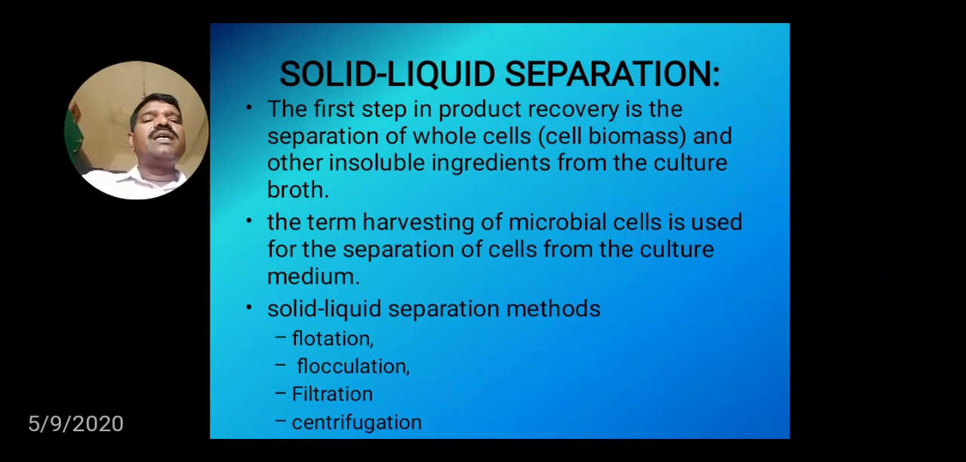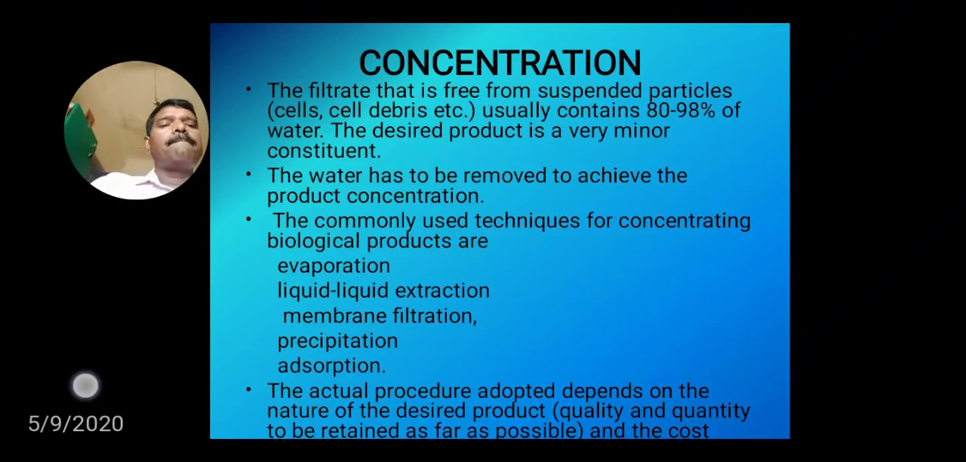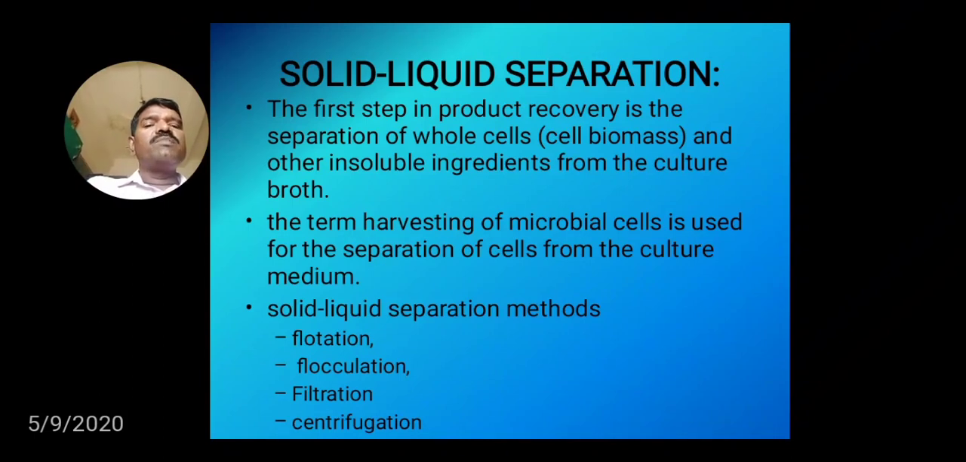So solid liquid separation. The first step in product recovery is the separation of whole cells or other insoluble ingredients from the culture broth. The term harvesting of the microbial cells is used for the separation of cells from the culture medium. Solid liquid separation can be done by flotation, flocculation, filtration, and centrifugation.